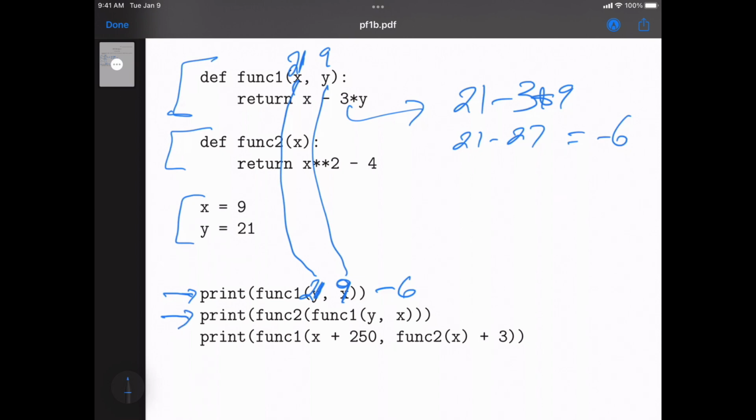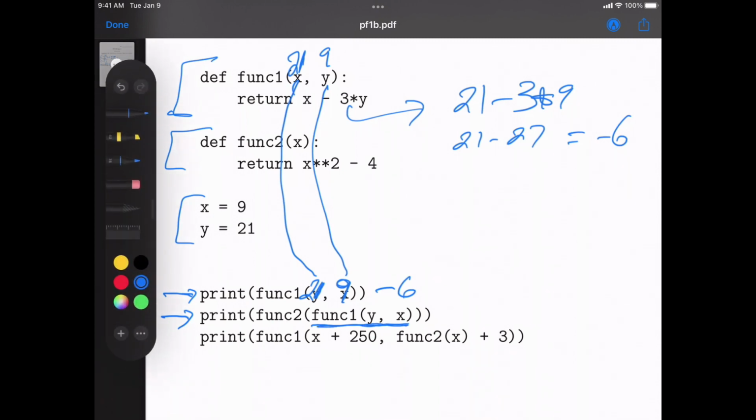Again, with the second one, we have to work from the inside out. So the first thing we have to do is evaluate the inside, which we just did. We already know that that is negative 6. So that negative 6 is what is the x in function 2. So negative 6 squared minus 4. Negative 6 squared is positive 36. So I did see that arithmetic mistake a few times. Anyway, 36 minus 4 is 32. So the answer to the second line is 32.